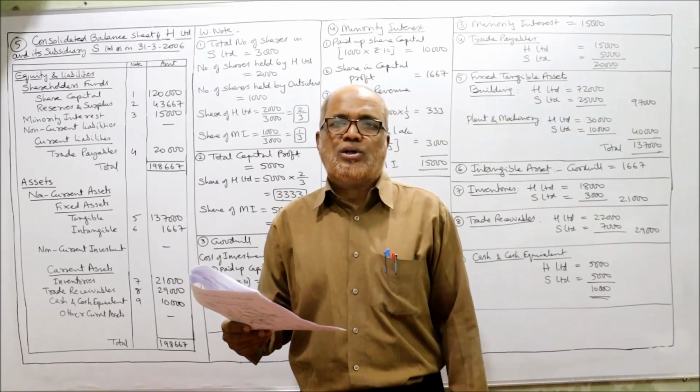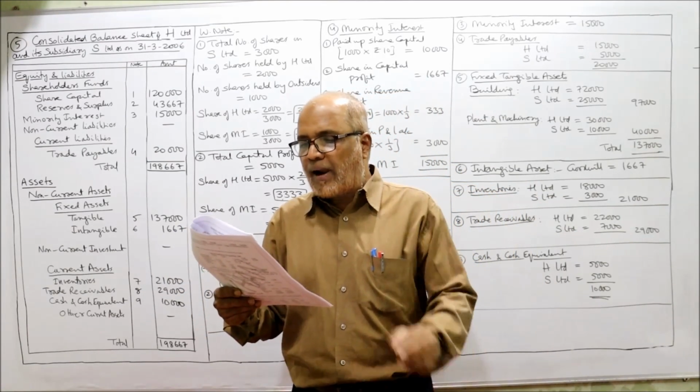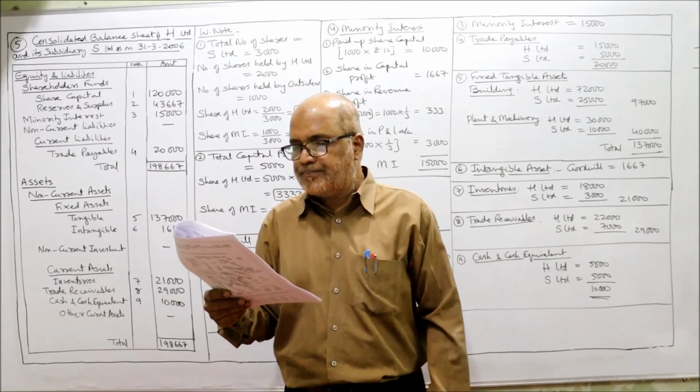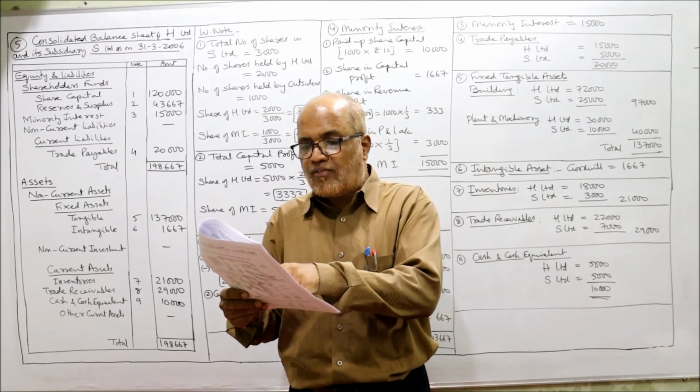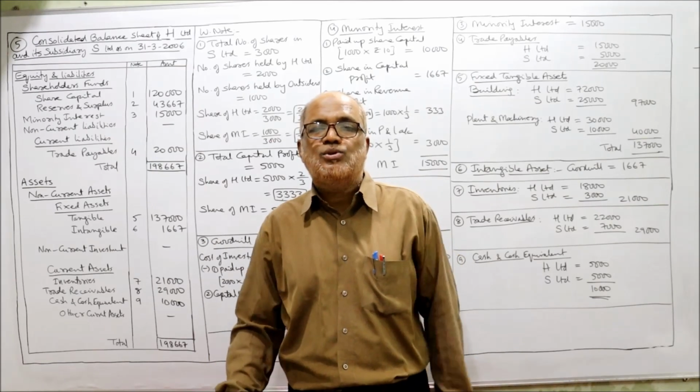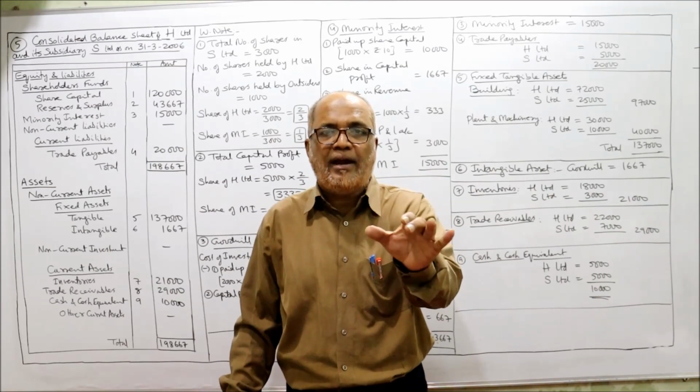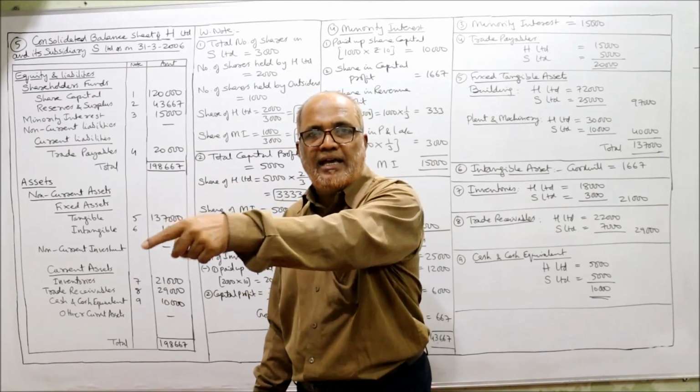Then building at cost, we add up both. Plant and machinery, we add up both. Shares in S Limited, 2,000 shares of rupees 10 each, 25,000. This is the investment made by H Limited in S Limited.